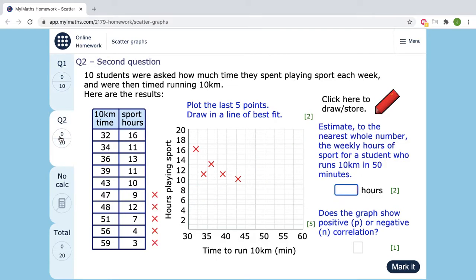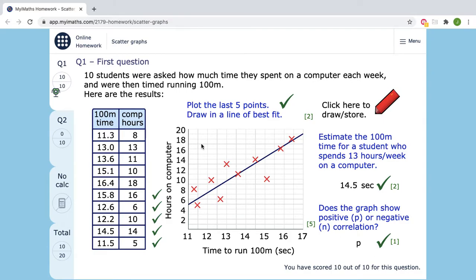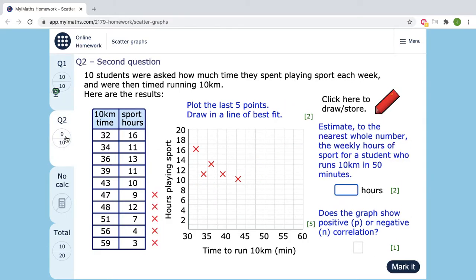But moving on to question 2. So it's another similar kind of thing, and I didn't actually mark that, did I? Let's just mark that. There we are, 10 out of 10. Moving on to question 2. So it's a similar sort of thing.